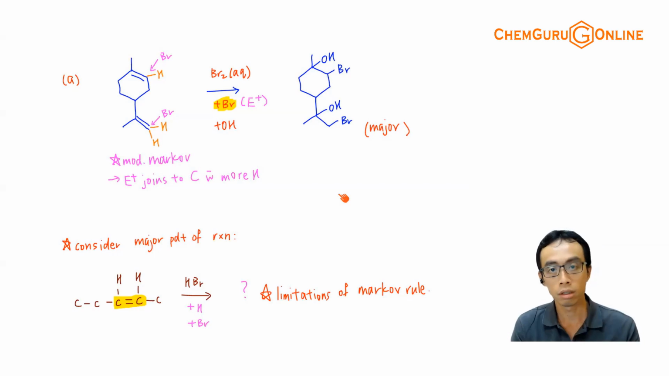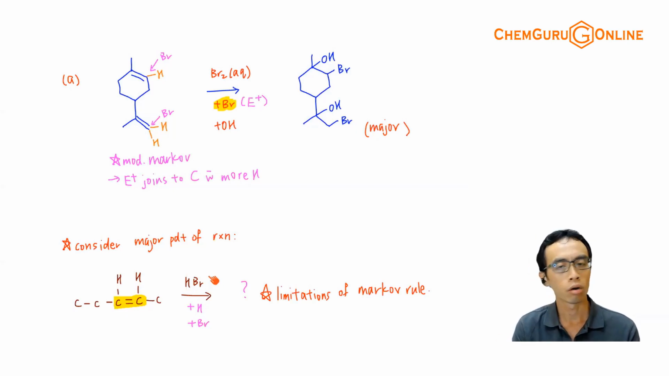Now we want to further this discussion and understand the Markovnikov rule and the limitations of Markovnikov. What if I have an alkene like this? And we don't talk about modified Markovnikov, we just talk about the Markovnikov rule. What if I add HBr? Of course, I know that I'm adding hydrogen and bromine, right?